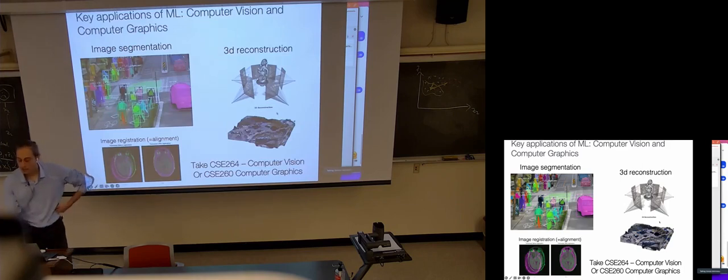Some key applications, let's not forget. Computer vision and computer graphics are really key applications in machine learning. We haven't discussed too much about that; we spoke more theoretically about machine learning. There's a lot of stuff going on.